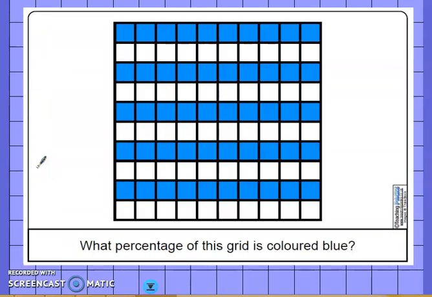Next one then. What percentage of this grid is coloured blue? Again, you've been given rows of 10 that have been coloured in. So straight away you should be able to see it's 1, 2, 3, 4, 5, lots of 10. So that's 50%. If 50% of it is blue, then can you work out what percentage of it is white? Remember, you need to take that away from 100. Well done if you said 50% of it is white also. 50% add 50% equals 100% in total.